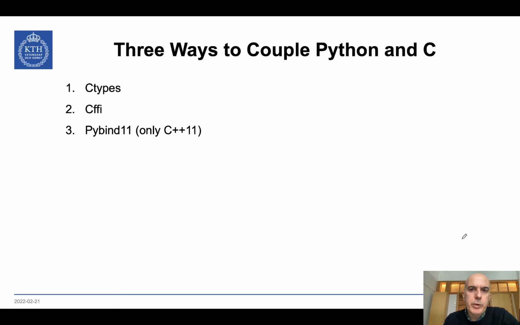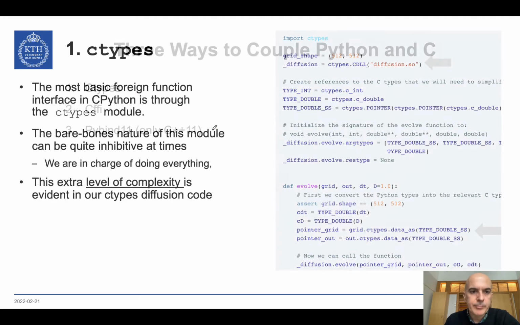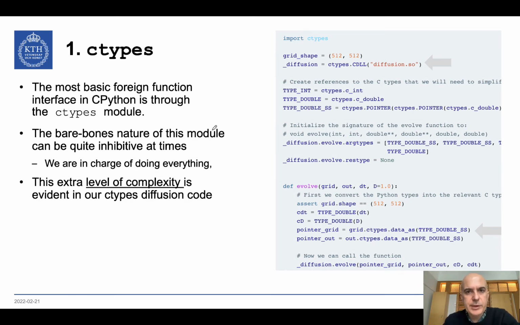I want to go through quickly three ways to couple Python and C code. The first one is probably the most common one, called ctypes. Then we're going to look at an approach called CFFI, that is C Foreign Function Interface. And then I just want to spend a few words about an emerging way to couple C++11 and Python code that is getting a lot of attention recently. So let's focus on the first approach.